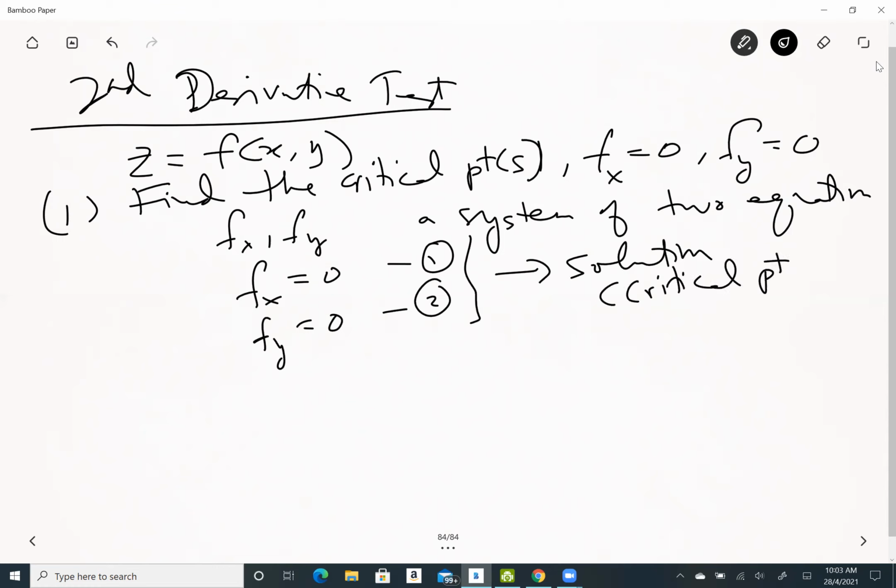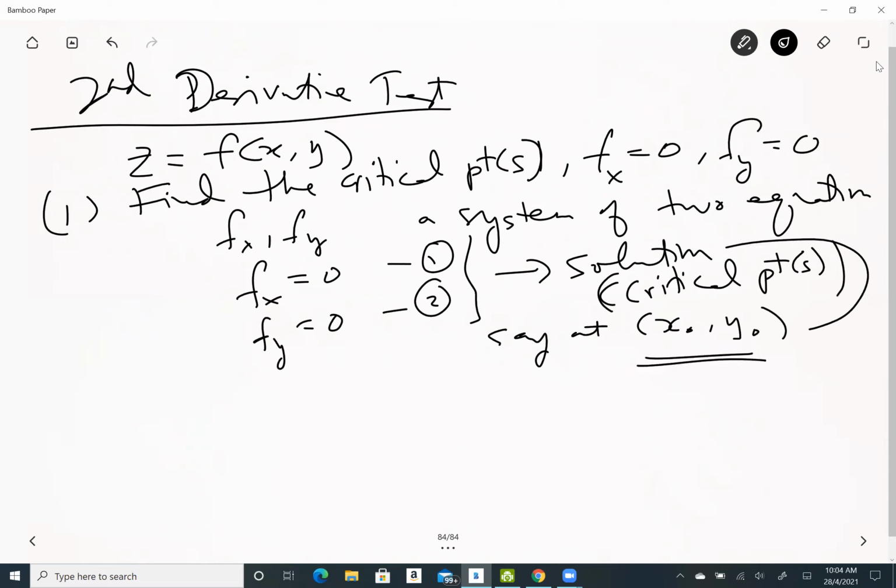You can have one, or you can have more than one, depending on the equation. Sometimes you can have 2 or 3. So when we do that, we have the critical point. Now, let's say the solution to the system is x0, y0, and that would be the critical point.